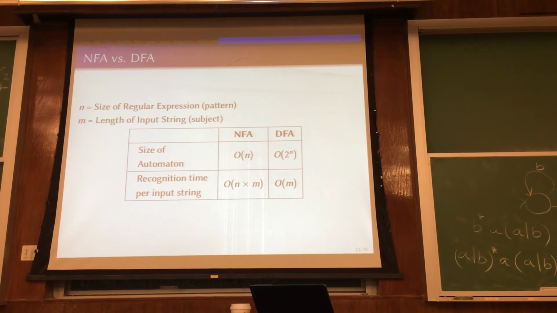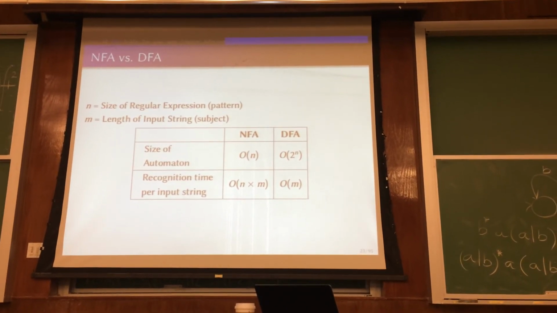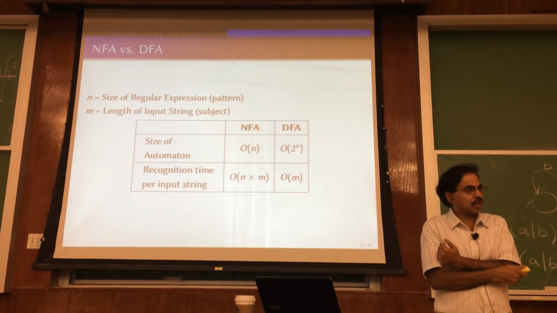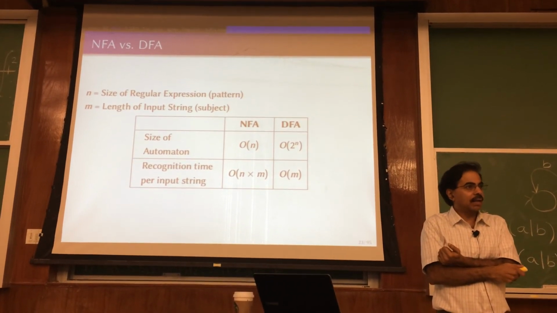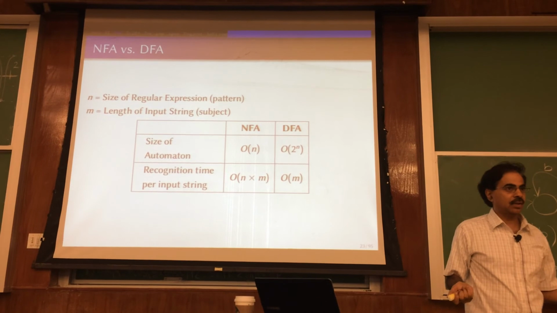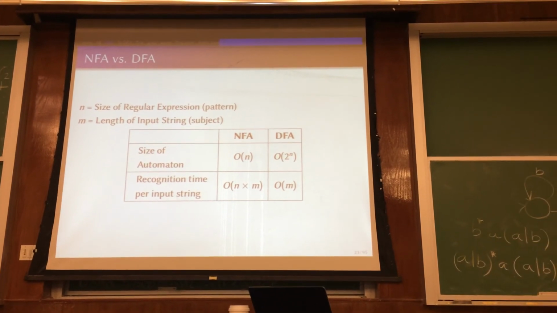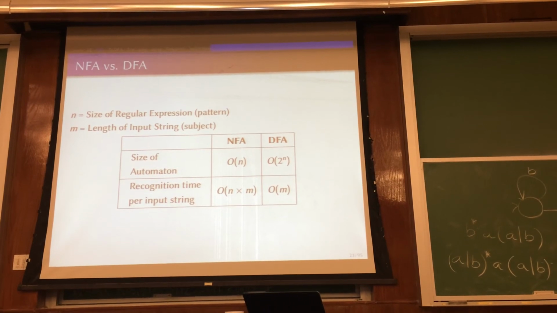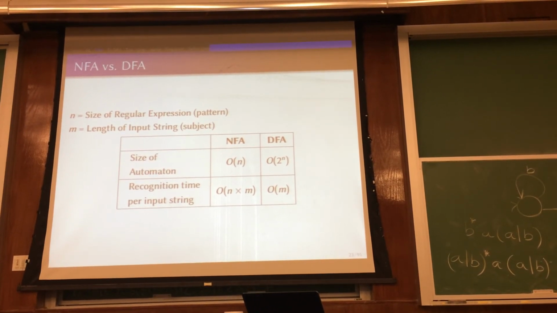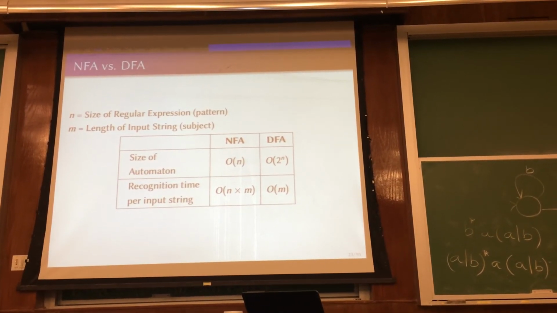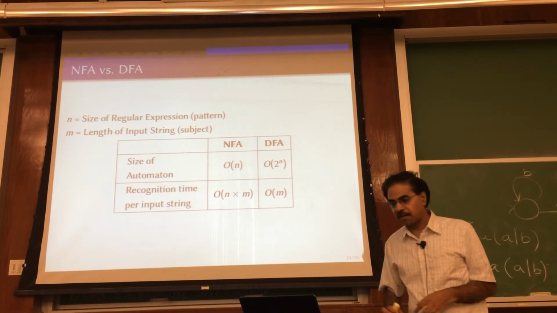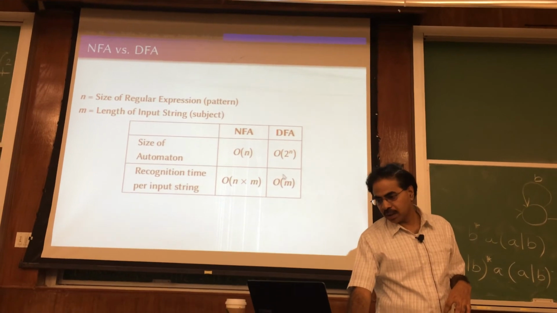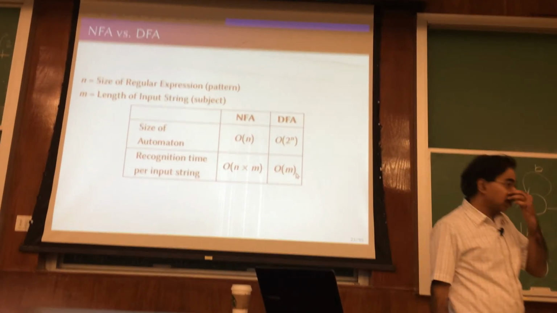Okay? In practice, of course, you would use something like a hash table or some other more efficient data structure rather than an array or a linked list. But the point is that no matter what it is, you can generally assume that figuring out which transition to take from a given state of the automaton is a constant time operation, and therefore the recognition time per input string is going to be order of m for a DFA.